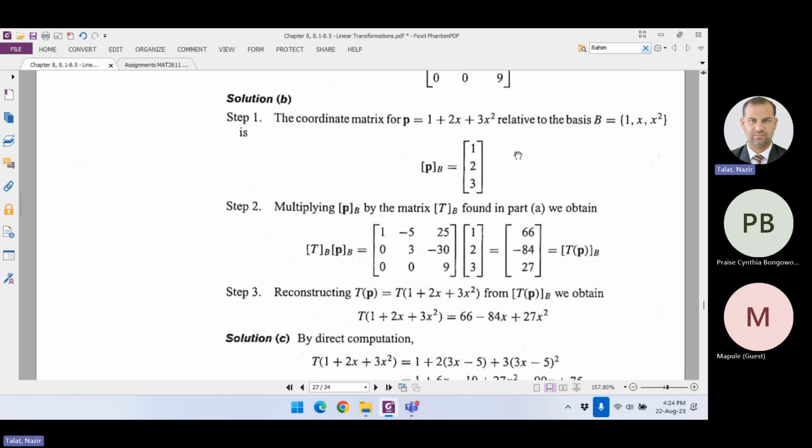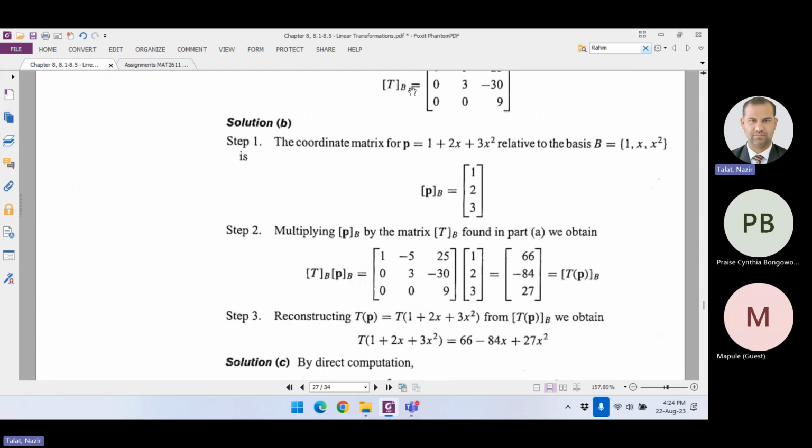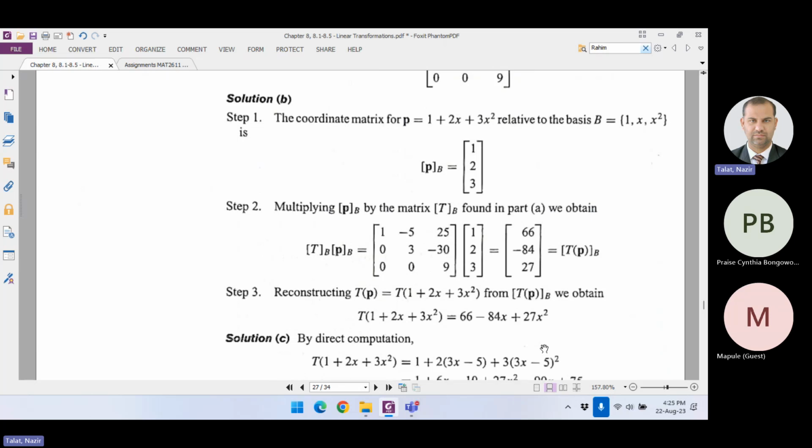In the other case, for example, if we have T_B, then from this we can get the coefficients of this one and just multiply. We will get the coefficients of the constant, x, and x square. So this will be equal to T of P relative to B. Again, just write this in polynomial form: the coefficient of constant, or coefficient of 1, then the coefficient of x, and then the coefficient of x square. So this is the indirect method to compute this value.